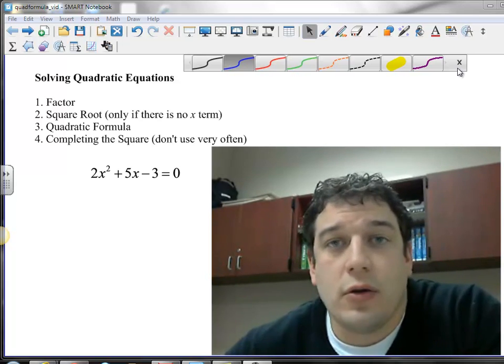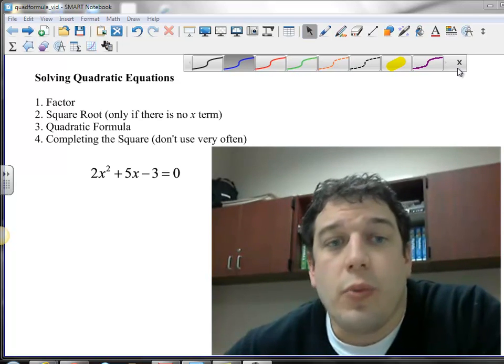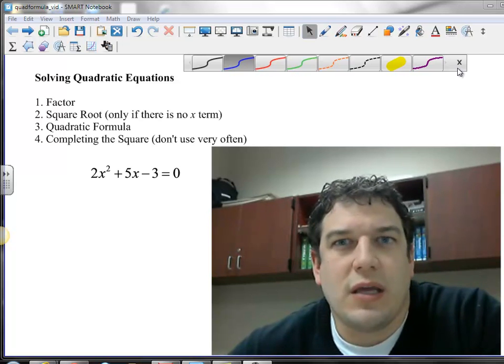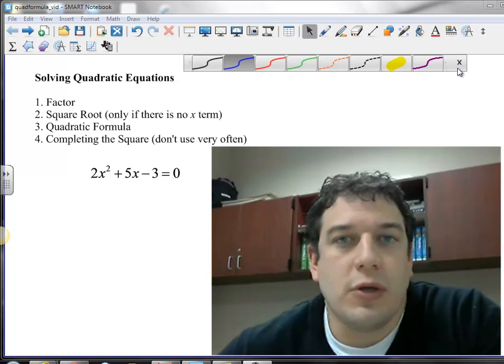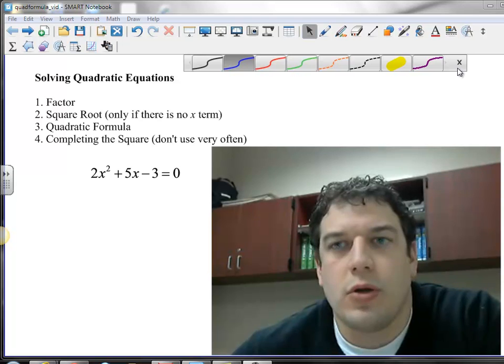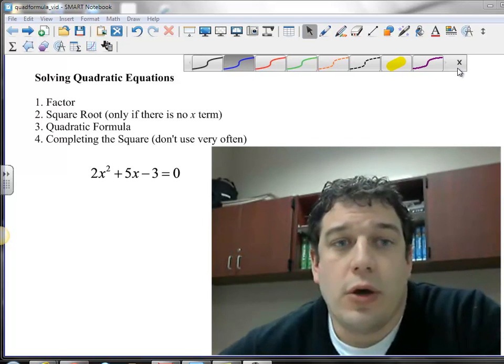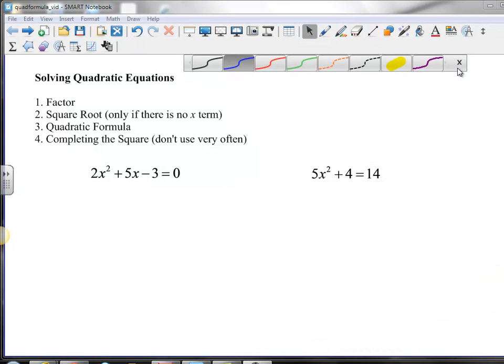1, we can factor. 2, we can use the square root formula, which we just talked about. 3 is the quadratic formula, which works for everything. The only thing is it can be a little long and tedious, so we try and avoid that if at all possible. And then the 4th is completing the square, which we really won't work on or talk too much about this year. We will next year in pre-calc. So solving quadratic equations, like I said, the first thing that we can do is factor.